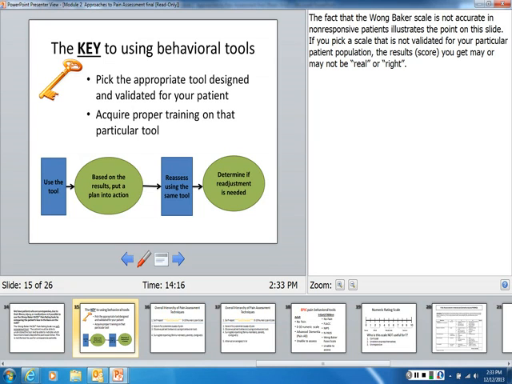So, in summary, you're going to use the correct tool for your patient. Based on whatever score you get, you're going to put a plan into action. And then you're going to reassess your intervention using the same tool. That's the consistent piece, to see if your intervention has improved things. And then certainly determine if readjustment is needed and keep going in this direction.